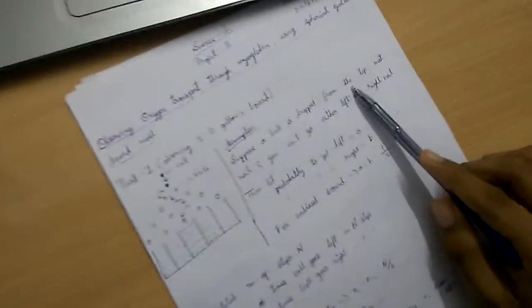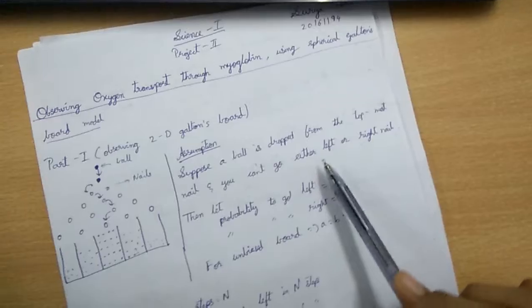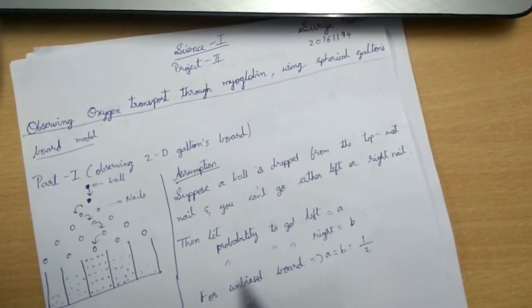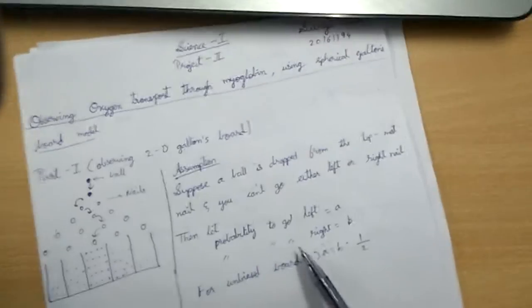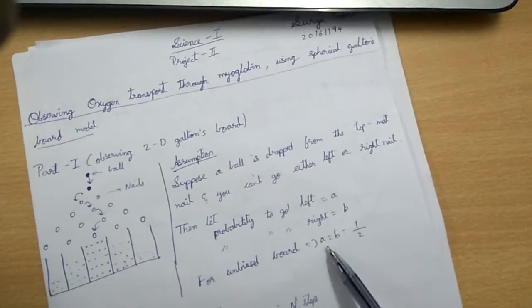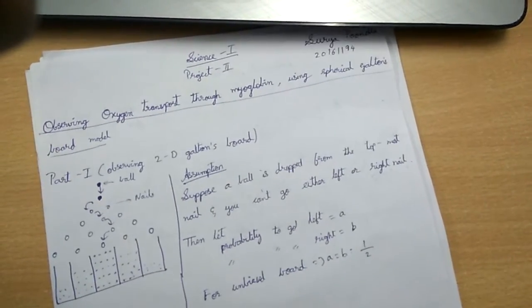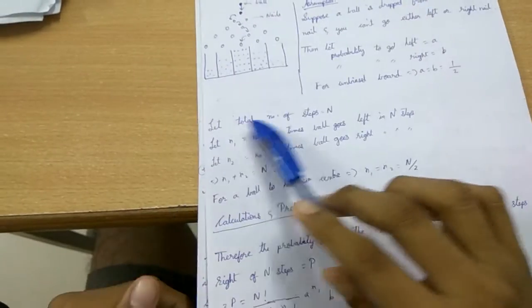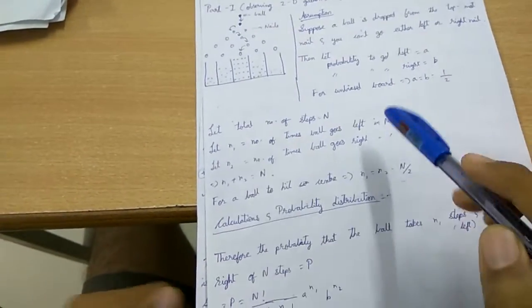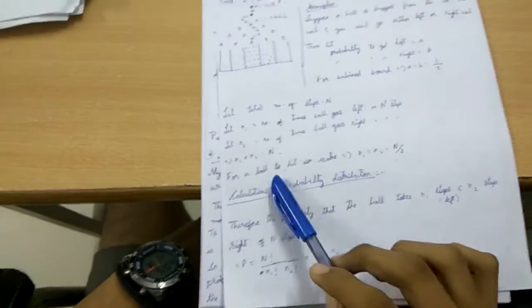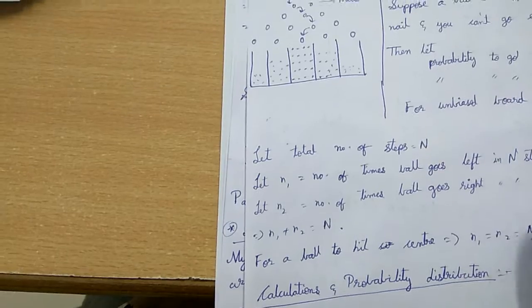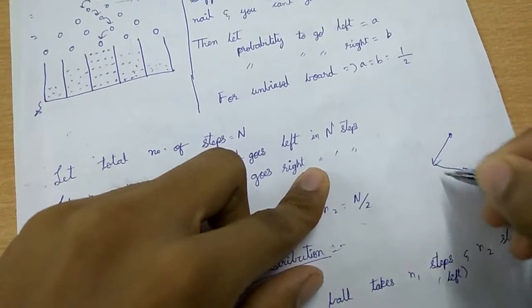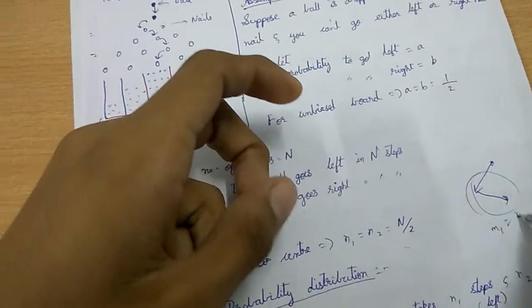Assumption: suppose a ball is dropped from the topmost nail and it can go either left or right. Let the probability of going left be a and the probability of going right be b. For an unbiased board, a equals b equals half. Let the total number of steps be n, with n1 steps going left and n2 steps going right. By intuition, n1 plus n2 equals n. For a ball to hit the center, n1 should equal n2, which is n by 2, half the distance.